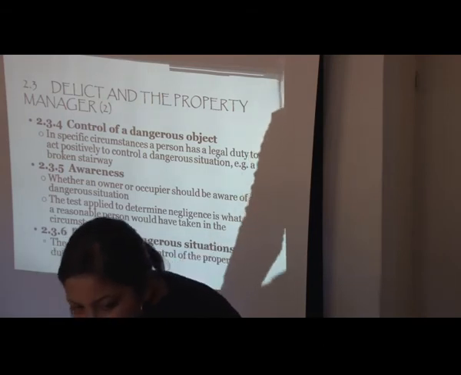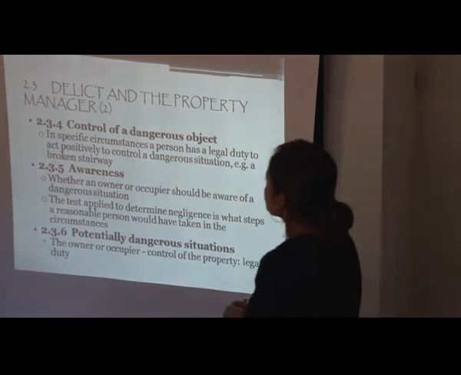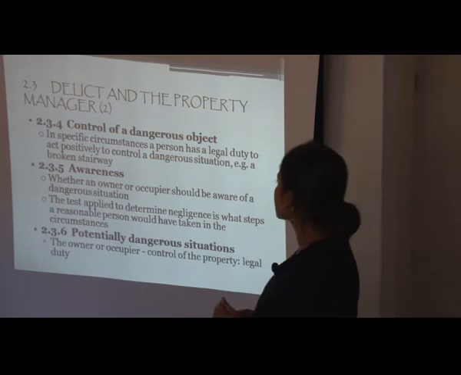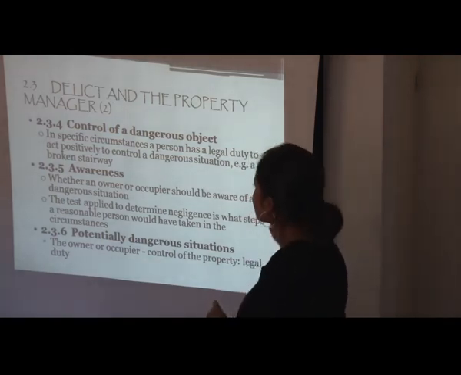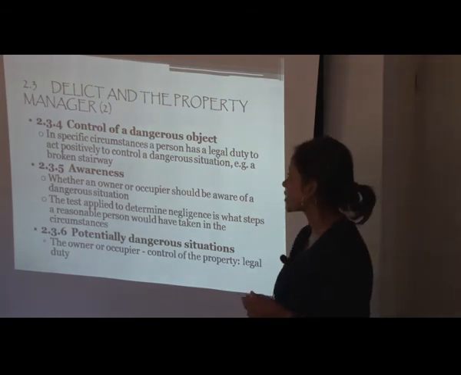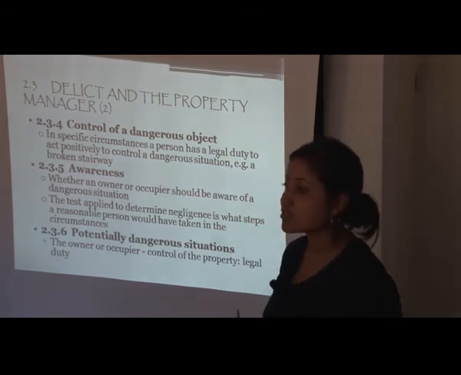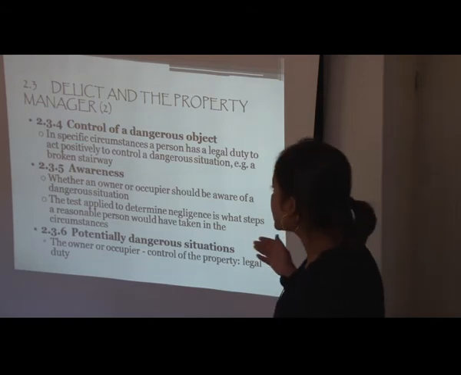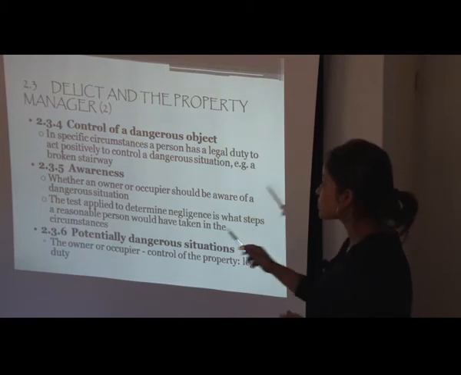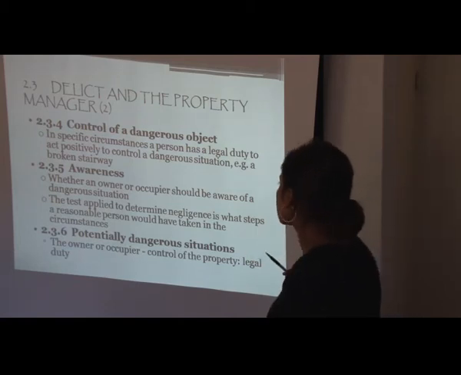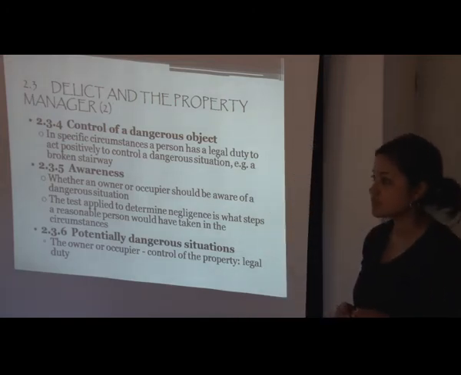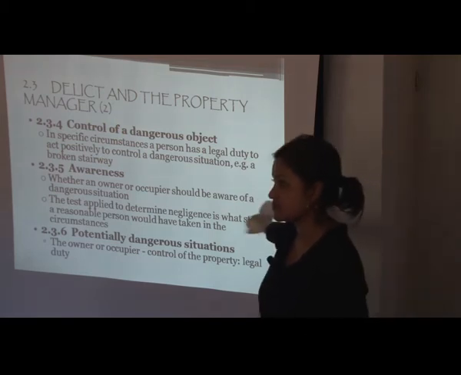Okay, let's go on. The control of a dangerous object, right? What is a dangerous object? In property management, in a specific circumstance, a person has a legal duty to act positively to control a dangerous situation. This is the example of the broken stairway. Again, you need to be able to identify the dangerous object. Awareness: whether an owner or occupier should be aware of a dangerous situation. And then the test applied to determine negligence is what steps the reasonable person would have taken in the circumstances. Why is this part important?